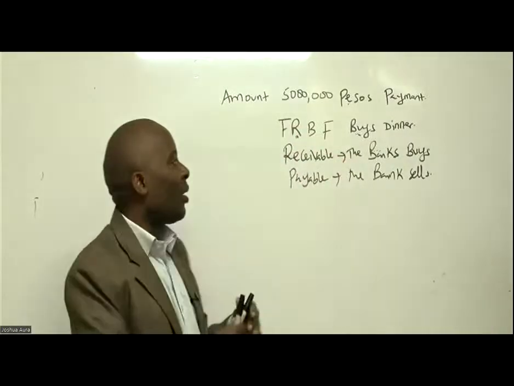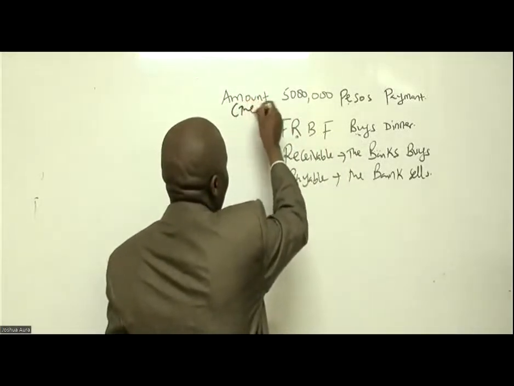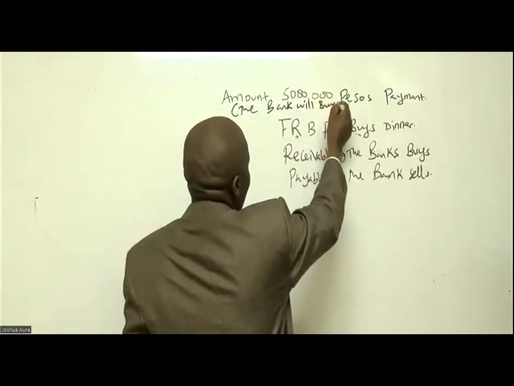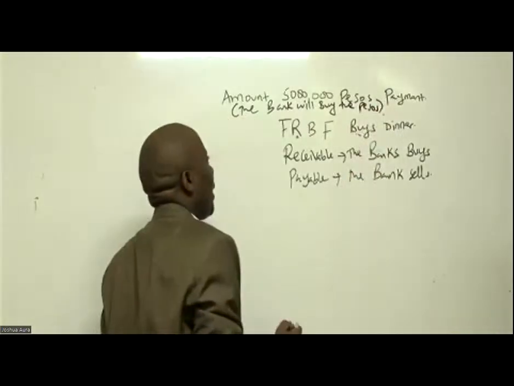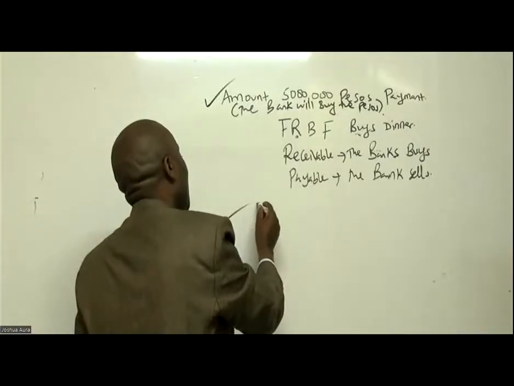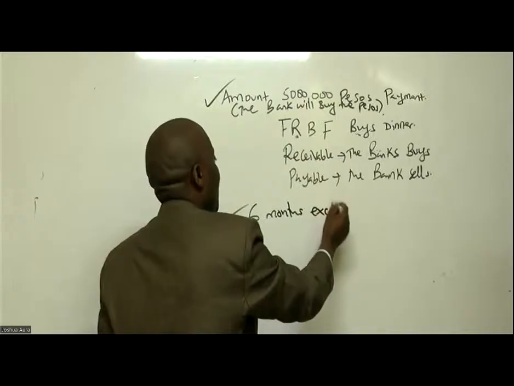So in this case here, the bank will buy. I hope you've written there in capital letters that the bank will buy the pesos. Great. So tick there. Second thing, it's 6 months. So we need the 6 months exchange rate.